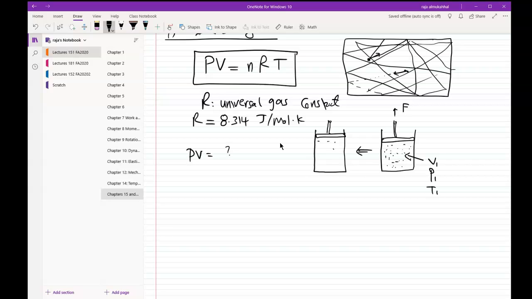Okay, and now the gas has more space to expand into. You see what I'm saying? So now I have a new volume, V2, a new pressure, probably less, P2, and a new temperature, T2. You got that? Okay. So what have I done? Well, I have exerted a force F on it.